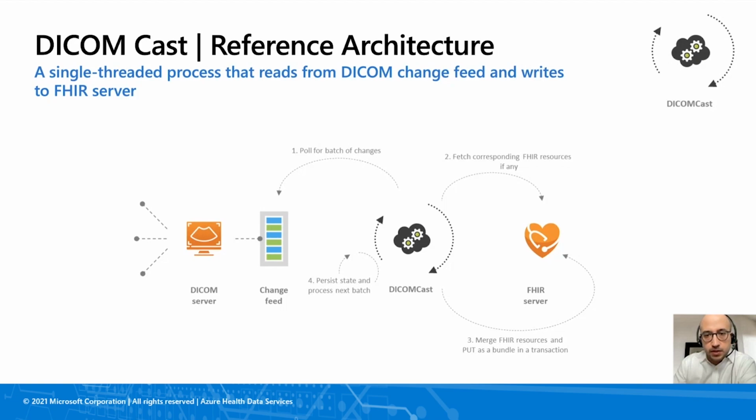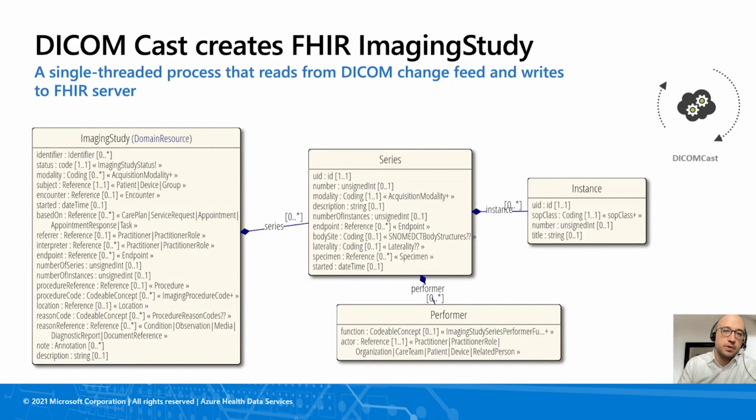On what ID is the patient merge decided? Currently DICOM Cast is configured in a way that we rely on patient ID match. We look for the patient ID in the DICOM study, and we look at the patient ID in the FHIR resources. If the patient ID matches in both, we enable the merge of the metadata from DICOM to FHIR.